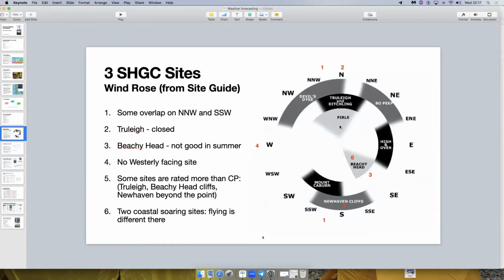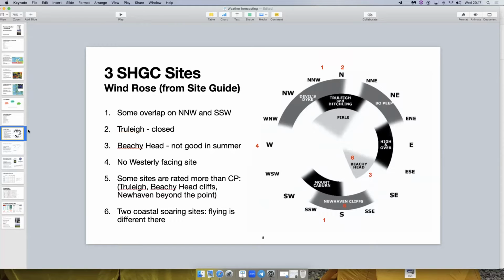Most of the sites are rated for Club Pilot. A few of them are rated beyond that. And there are 2 coastal sites at Beachy Head and New Haven Cliffs. They're basically soaring sites. There can be thermals there, but they're of a rather different nature to all the other sites that are ridge sites and hill sites on the downs.